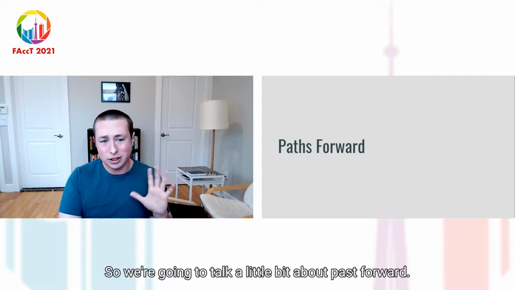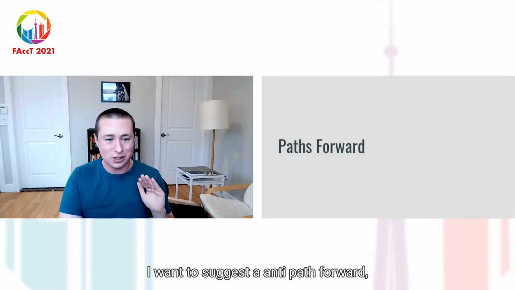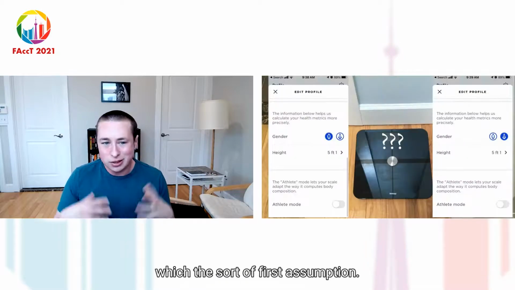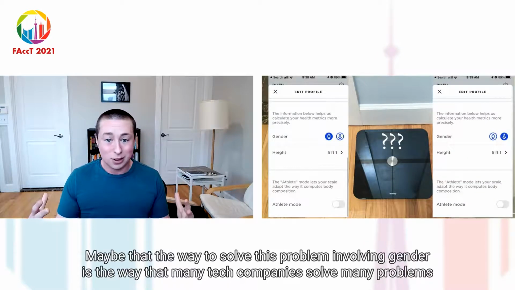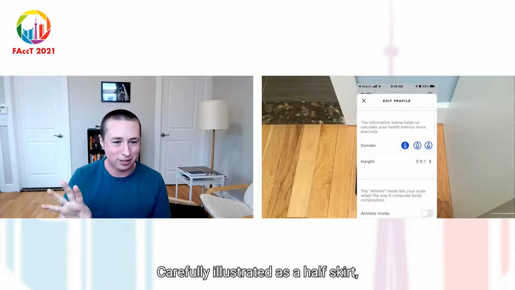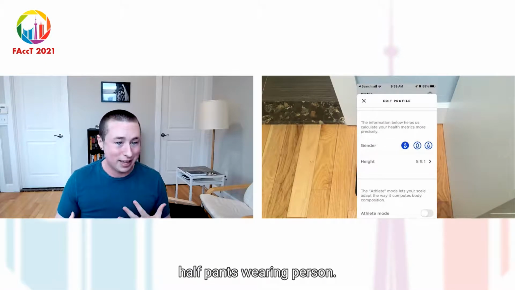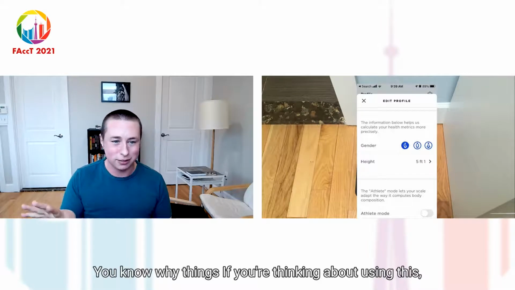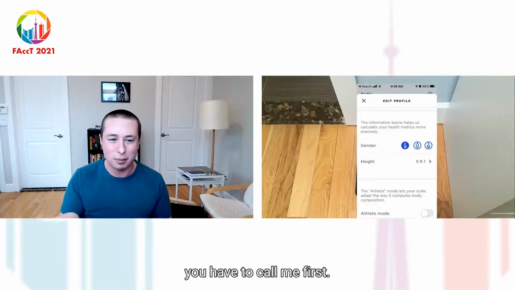So we're going to talk a little bit about paths forward, but first I want to suggest an anti-path forward, a thing that should not happen. The first assumption may be that the way to solve this problem involving gender is the way that many tech companies solve many problems involving gender, which is just to add a third non-binary option, here carefully illustrated as a half skirt, half pants wearing person. This is my own mock-up. If you're thinking about using this, you have to call me first.